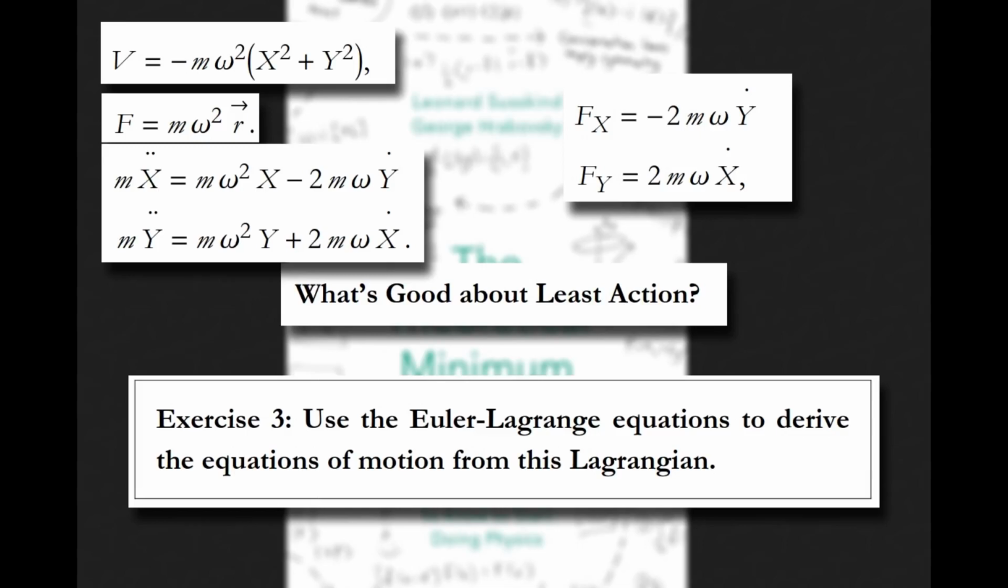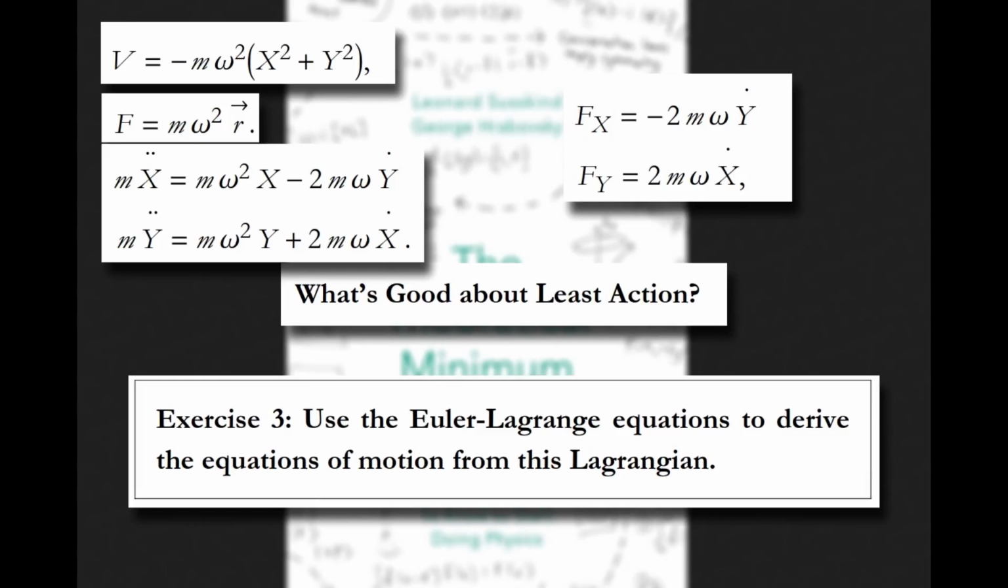They depend not only on the position of the particle but also on its velocity. The Coriolis force is a velocity-dependent force. Exercise 3: Use the Euler-Lagrange equations to derive the equations of motion from this Lagrangian.